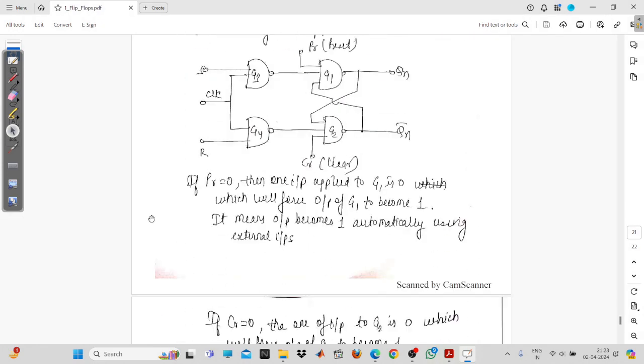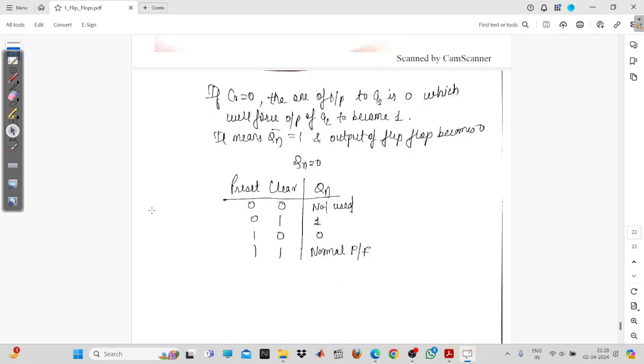So we can see here the analysis has been done. This is the preset and the clear. 0 0 is not applicable. This is the invalid state. Then 0 1, active low input is at the preset, which means that you have to set the flip-flop. Now similarly, the active low is at the clear input, which means that you will have to clear the flip-flop. And when 1 1, it means normal flip-flop. So this is a truth table which you need to remember for your future applications.